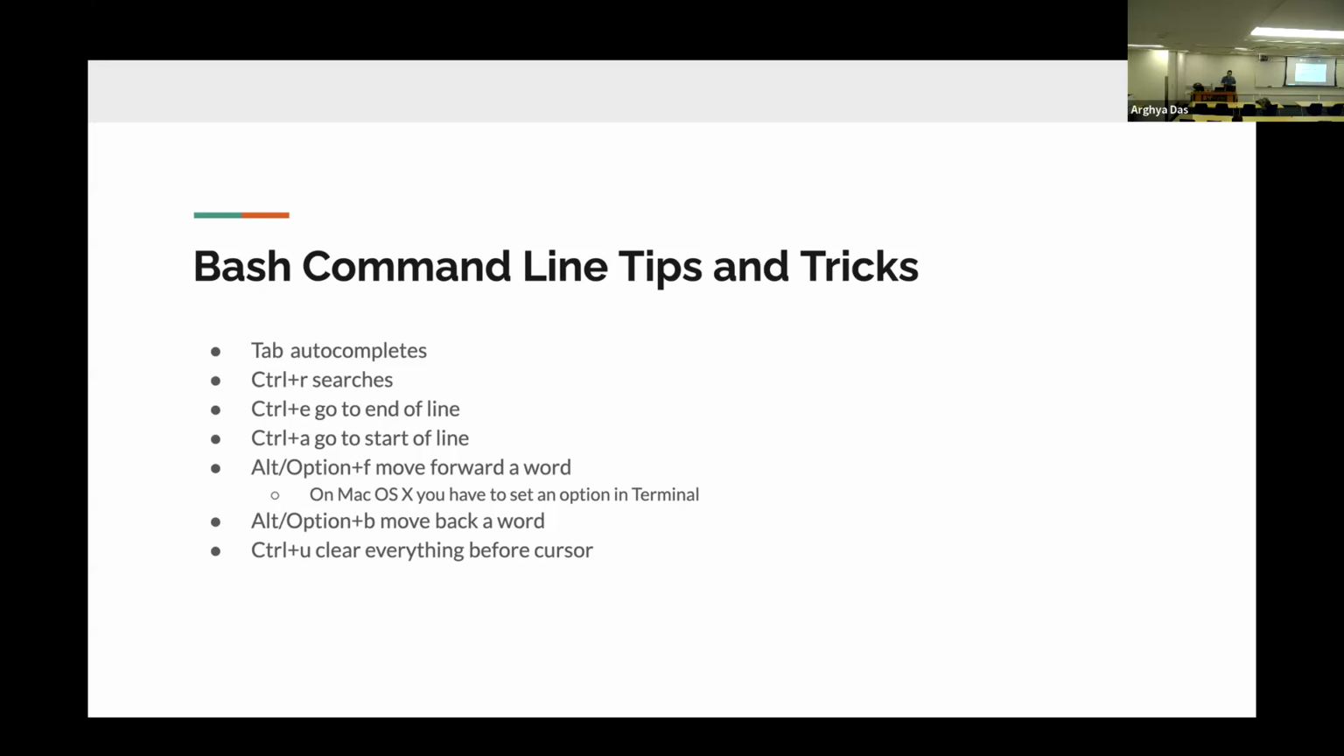You can set it up on your Mac terminal and most other terminals. Alt or Option on a Mac plus F will move forward a word in your command. That can be useful if you have a flag in the middle of your huge line that you need to change. And Option+B or Alt+B moves back a word.